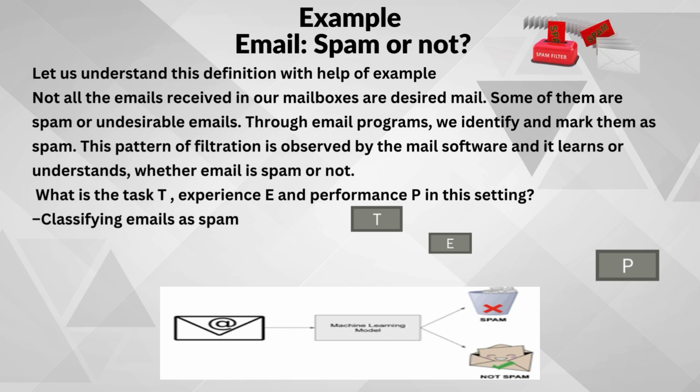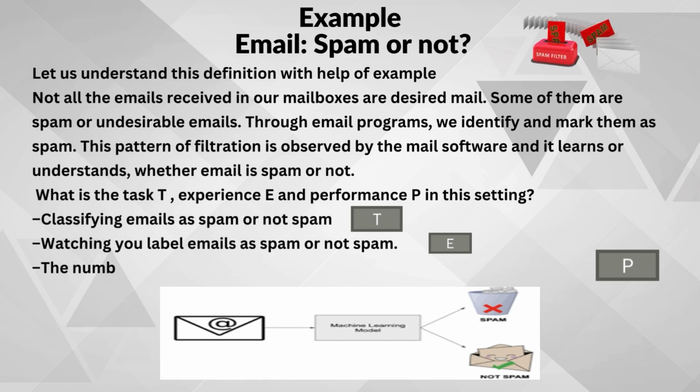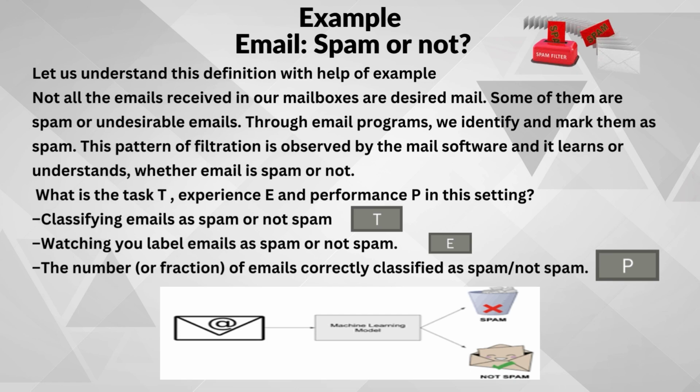We often mark some mails in our mailboxes as spam. This pattern of marking or filtration is observed by the mail software and it learns or understands whether the mail is a spam or not. So, what is the task T, experience E and the performance P in this example? Classifying emails as a spam or not spam becomes the task. Marking email as spam or not defines the experience, and performance is obtained by calculating the number of emails correctly classified as spam or not spam.